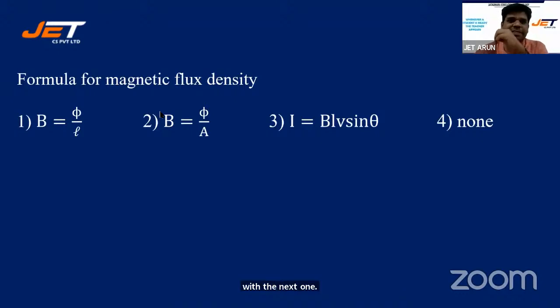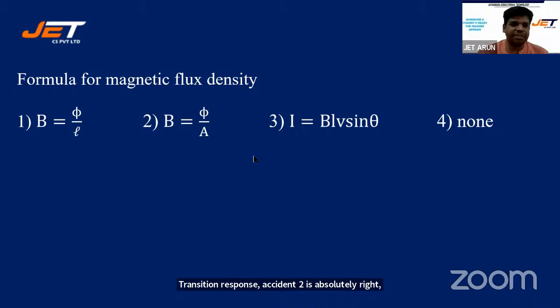Formula for magnetic flux density. You've seen the formula just now. Consistent response, excellent. 2 is absolutely right, students. Students, if you go wrong, that's okay. You correct yourself. The whole intention behind the practice session is you attempt, commit a mistake, and correct yourself.